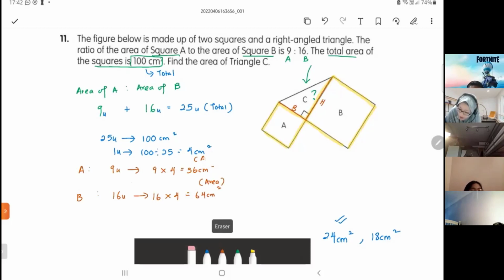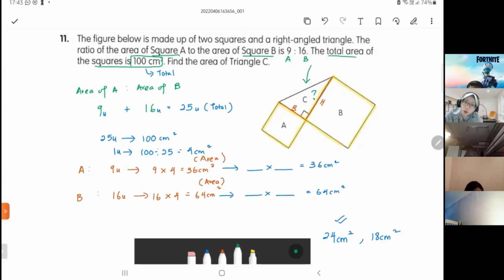Now, how do I find the sides? This is also area. To find the sides, you need to ask yourself, what times what gives me 36 cm squared for A, and then for B, what times what gives me 64 cm squared. It must be the same answer because the sides of a square are all equal. So whatever you have, they must be the same number.